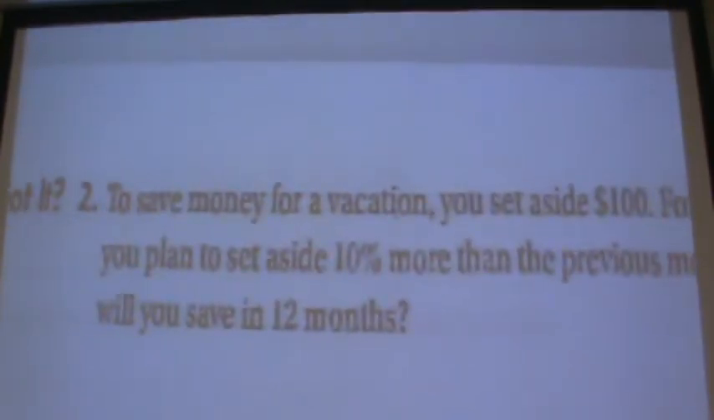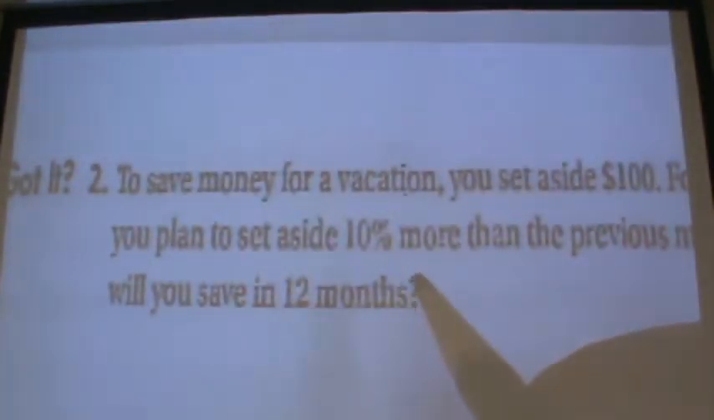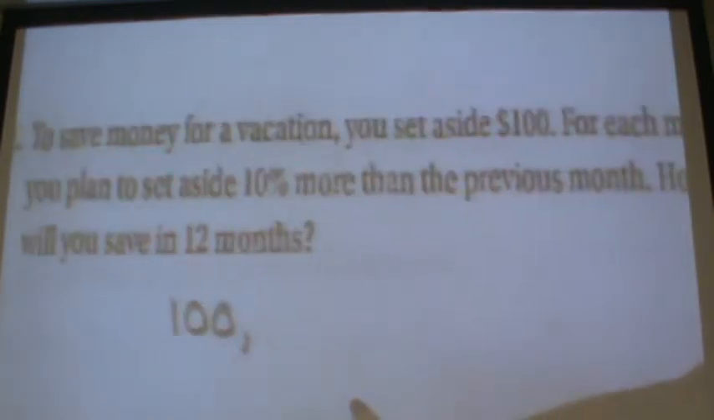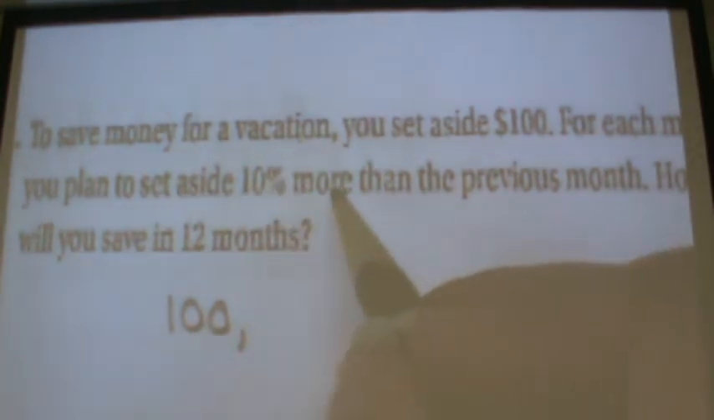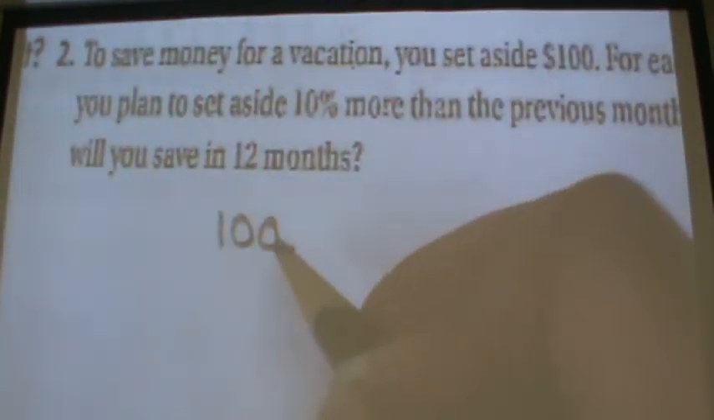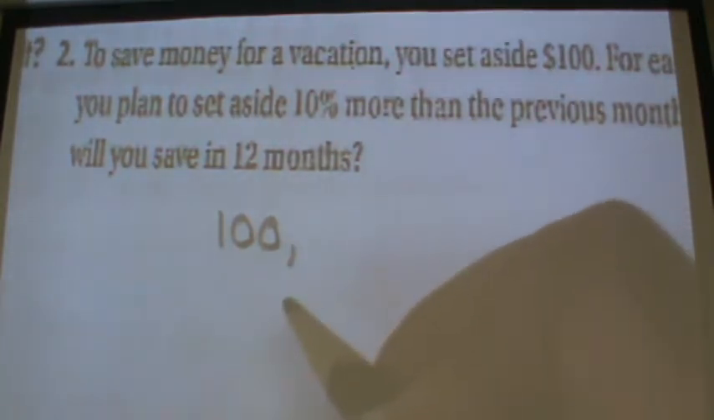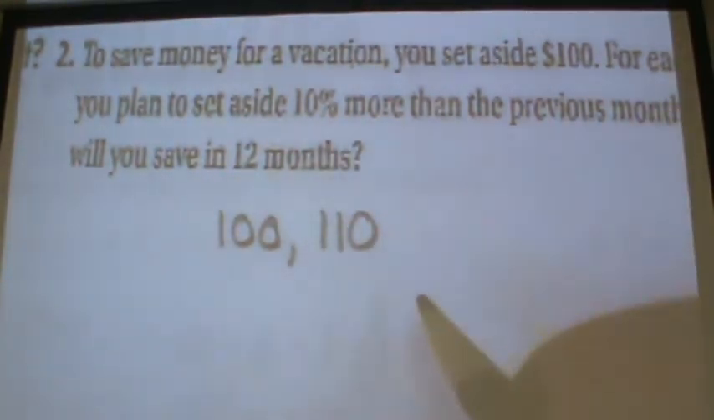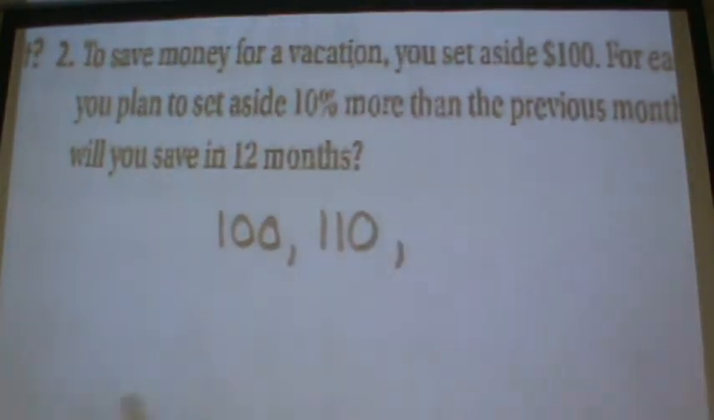Okay, now we're going to do one story problem, and I think the bell's going to ring after that. To save money for a vacation, you set aside $100. And each month, you plan to set aside 10% more. Well, on the first month, you have $100. What's 10% more than that? 110. Good. Then 10% more than that.